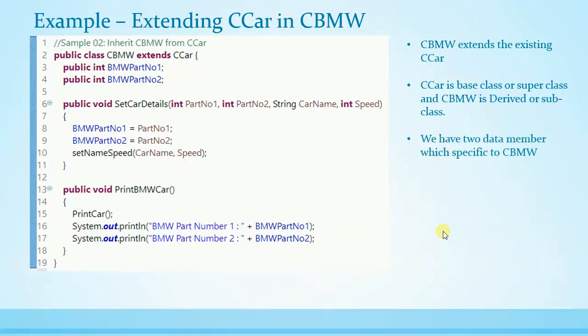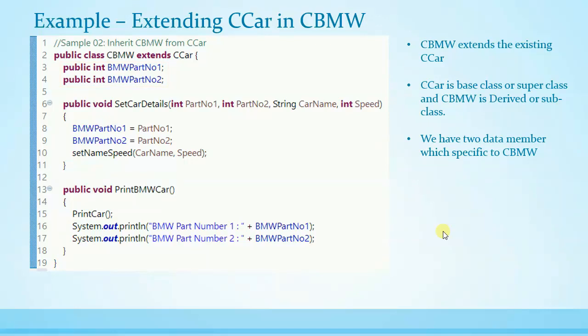We have two data members here: BMW part number 1 and BMW part number 2. Both are integer members with public access. These two members are specific to CBMW. So it's not a common property a car can hold. That's why it is here in CBMW.